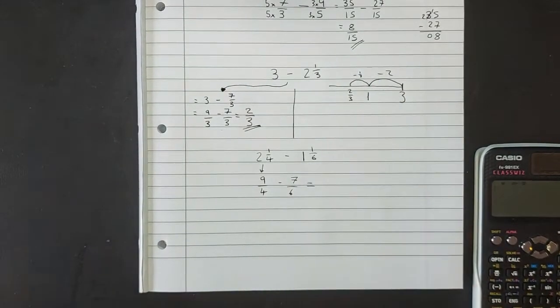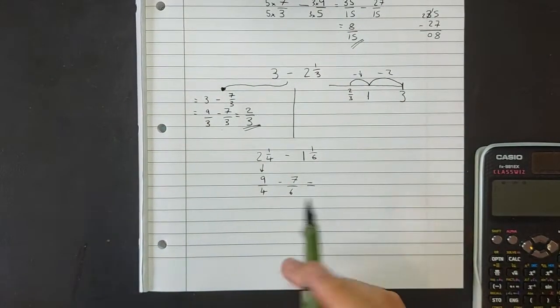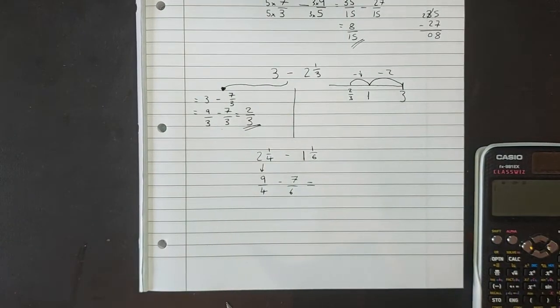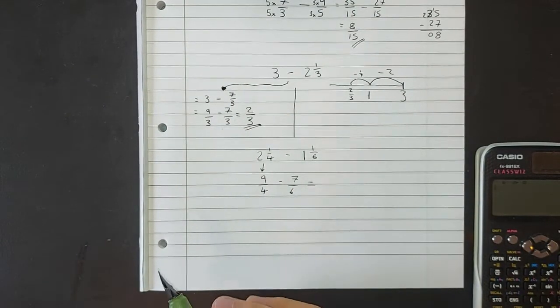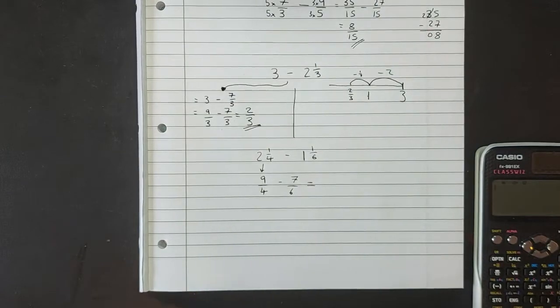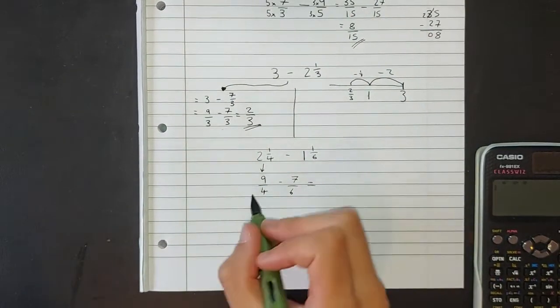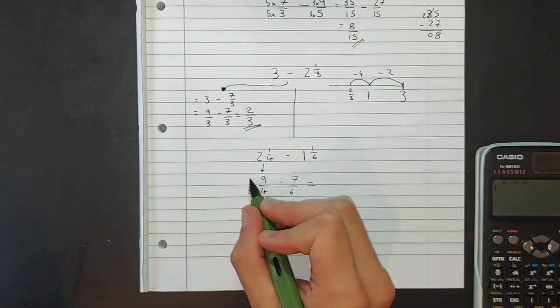Right, we need to make the denominators the same. The lowest common multiple of 4 and 6 is 12. If you went for a slightly higher one, you'd still get the same answer, you'd just be able to simplify at the end. So we're looking for 12 as a common multiple. So I'm going to times this first one by 3.